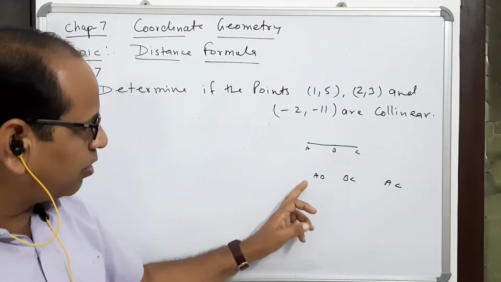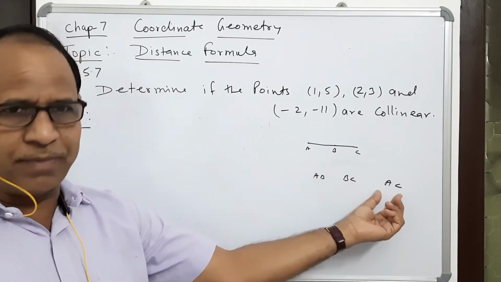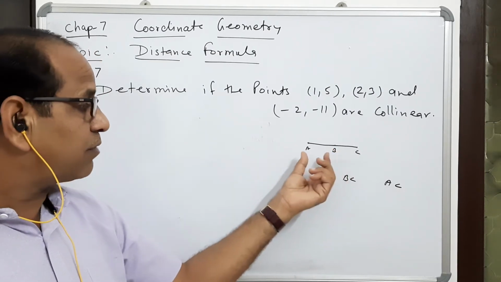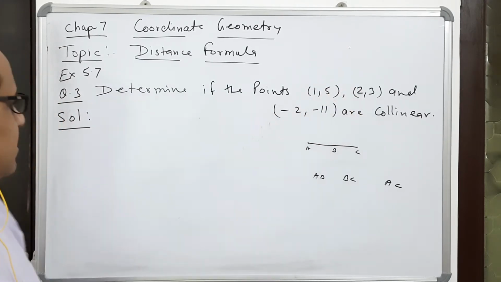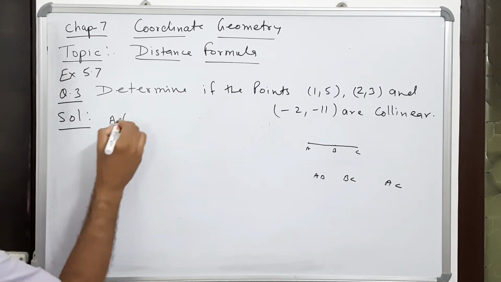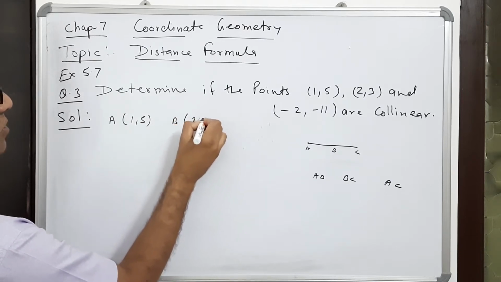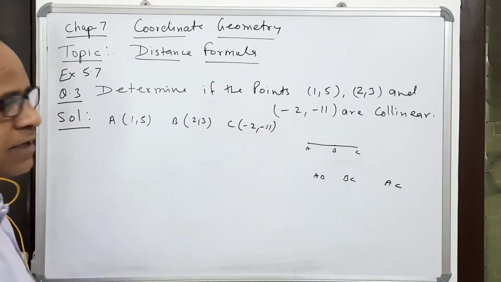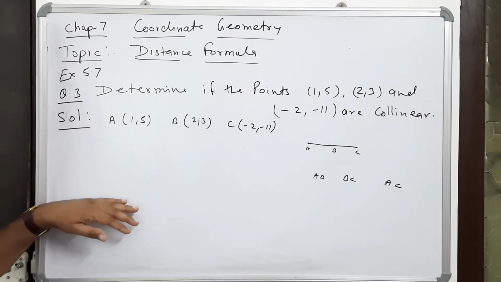Definitely out of these 3 distances, one distance will be bigger, like here AC will be bigger. And that AC, the biggest distance, will be equal to the sum of the other 2. So in these 3 points, say the first point is A and its coordinate is (1, 5). The second is B, (2, 3). And the third is C, (-2, -11), and we will calculate 3 distances.